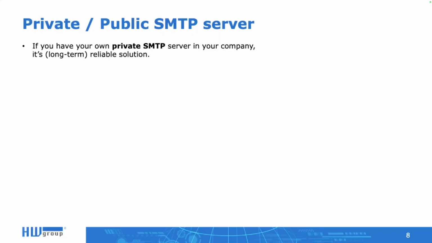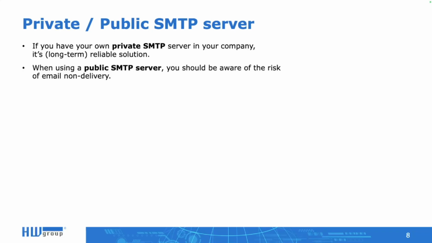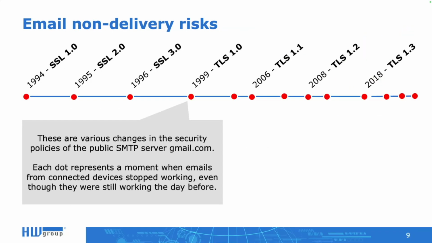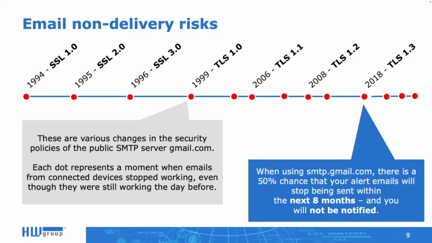For option 1, the first step is to configure your SMTP server or obtain the necessary credentials. In this video, I will be using Gmail's public SMTP server. However, it's important to note that public SMTP servers like this are not reliable for long-term use, as security standards evolve rapidly, as shown on this timeline. Almost every 5 years there is a major update in security protocols. Each red dot represents a critical point at which you will stop receiving emails from the SMTP server without notification.